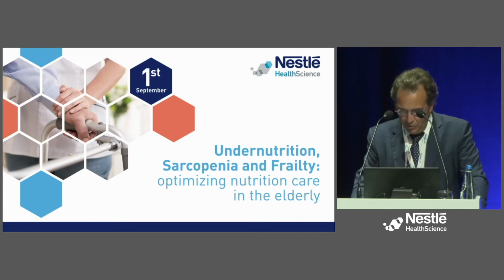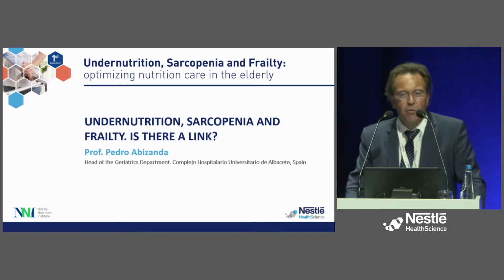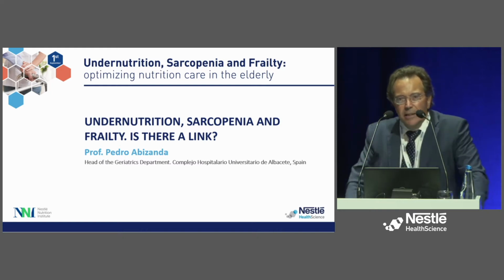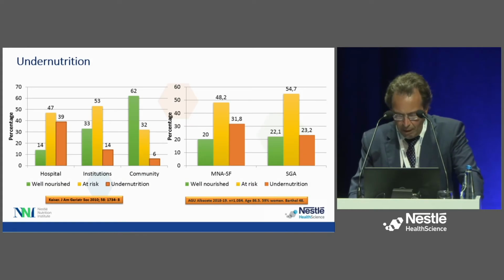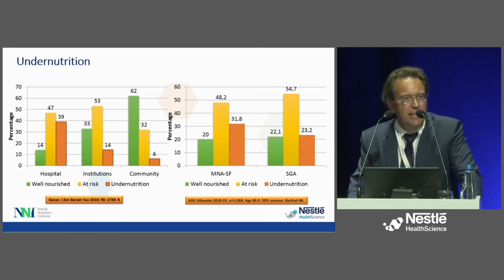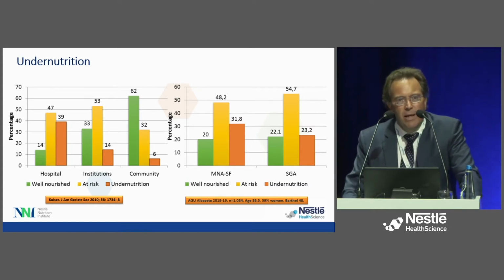I'm going to talk about undernutrition, sarcopenia, and frailty, and try to find if there is a link, or try to convince you whether there is a link or not. So in the first 6 slides, I will present some data about the relevance of these 3 conditions.